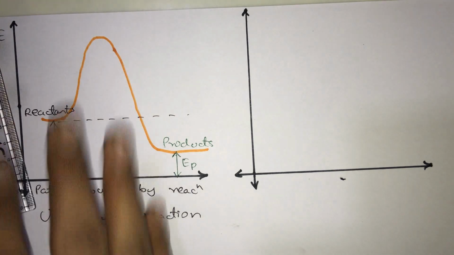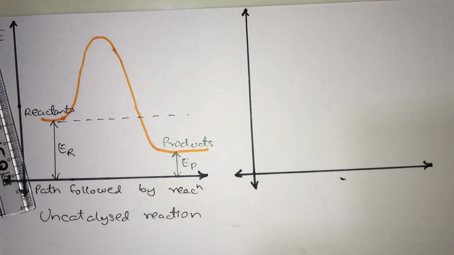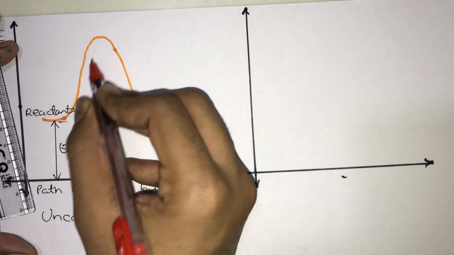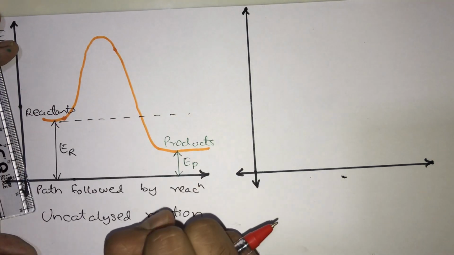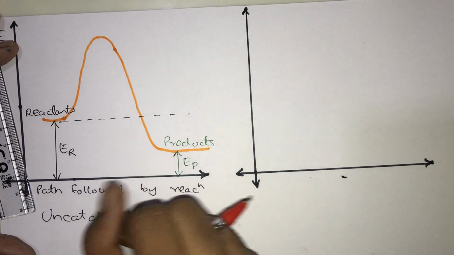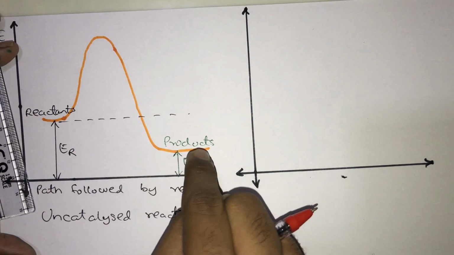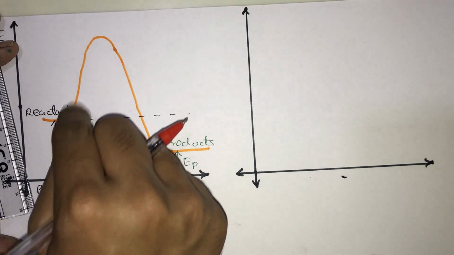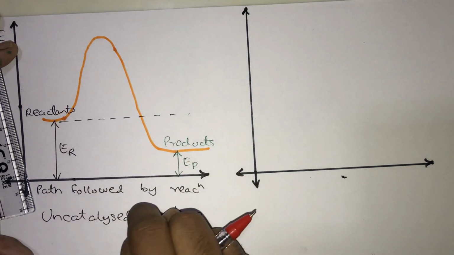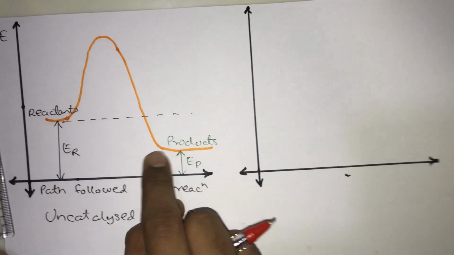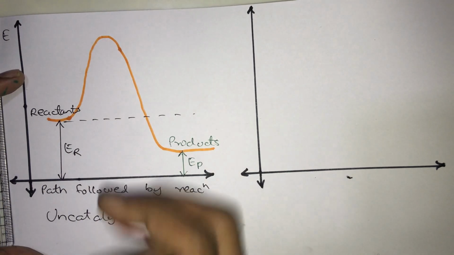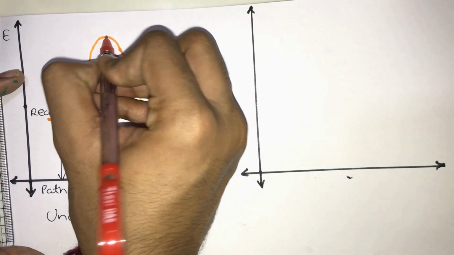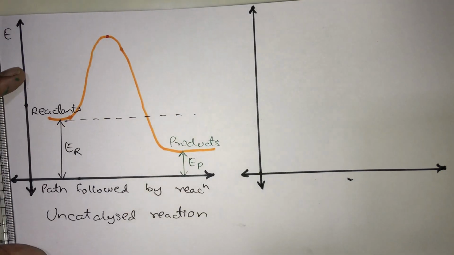Now what is this orange color graph that is drawn over here? This orange color graph represents the path followed by the reactants in order to get converted into products. Which means that if the reactants want to get converted into products, they need to follow this path. Now, if someone asks you at which point do we have maximum energy, then obviously your answer will be this: at this point there is a maximum energy.